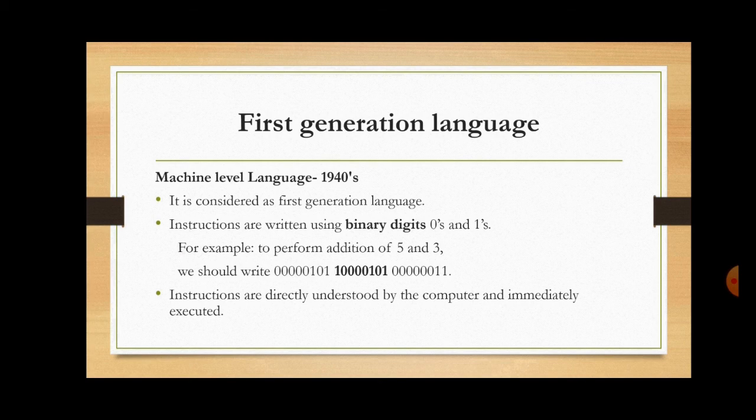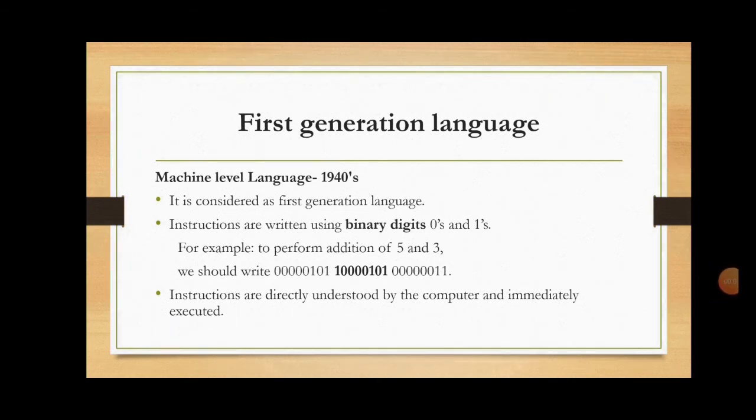Here in machine-level language, all the program instructions are written using the binary digits 0s and 1s. For example, to perform addition of 5 and 3, we should write 00000101, which is the binary equivalent of digit 5, and 10000101, which is the binary equivalent of the addition operation plus, and 00000011, which is the binary equivalent of the decimal digit 3.